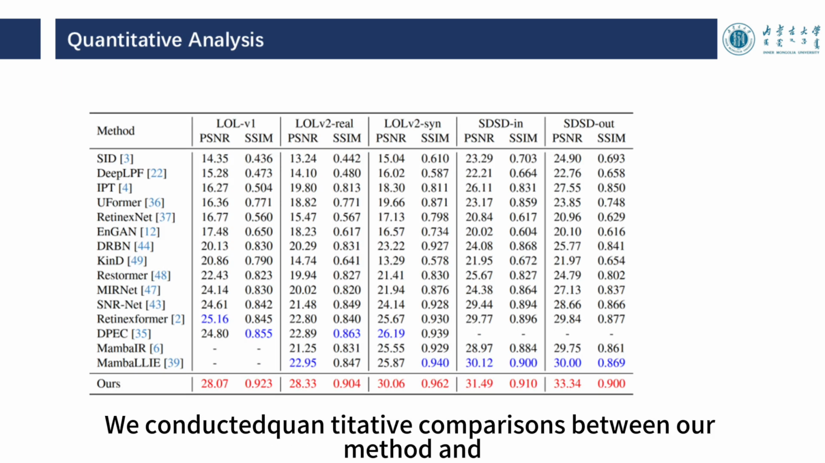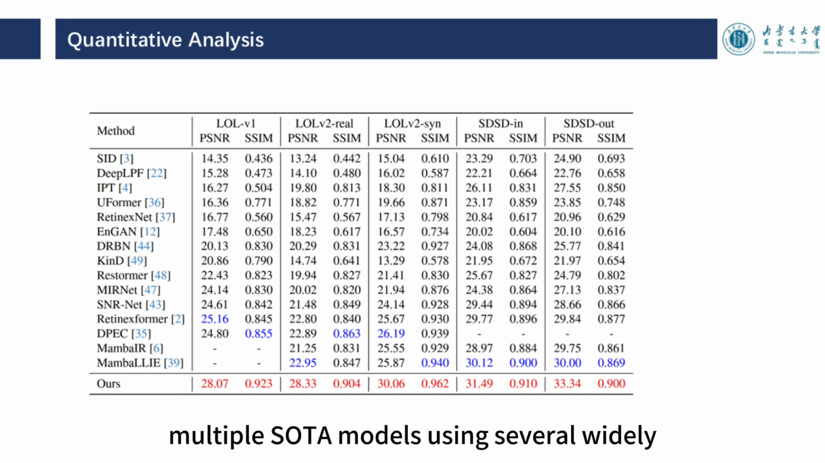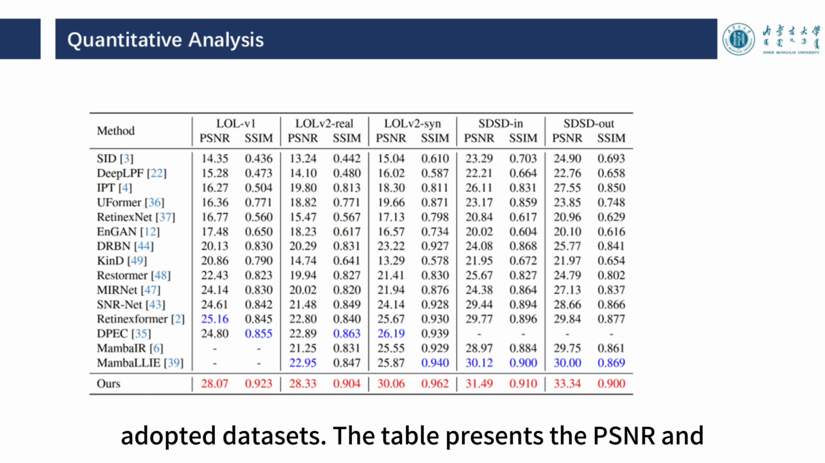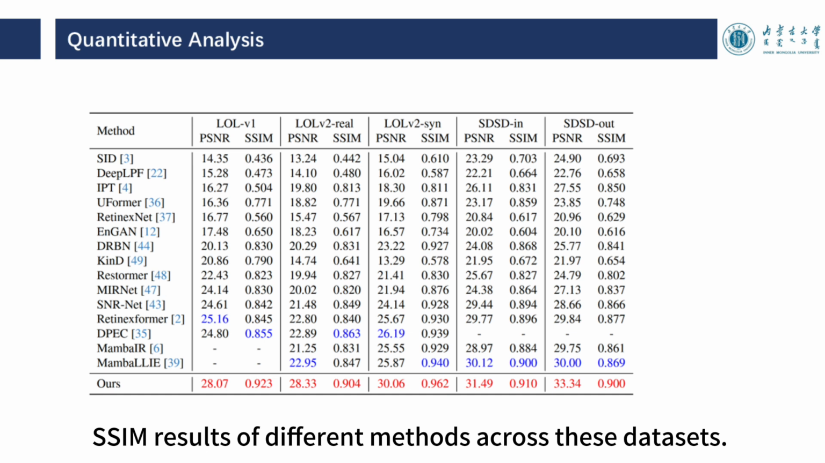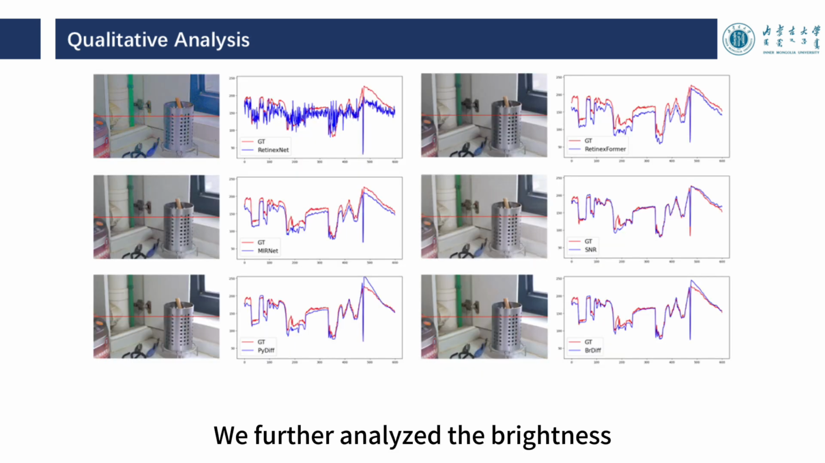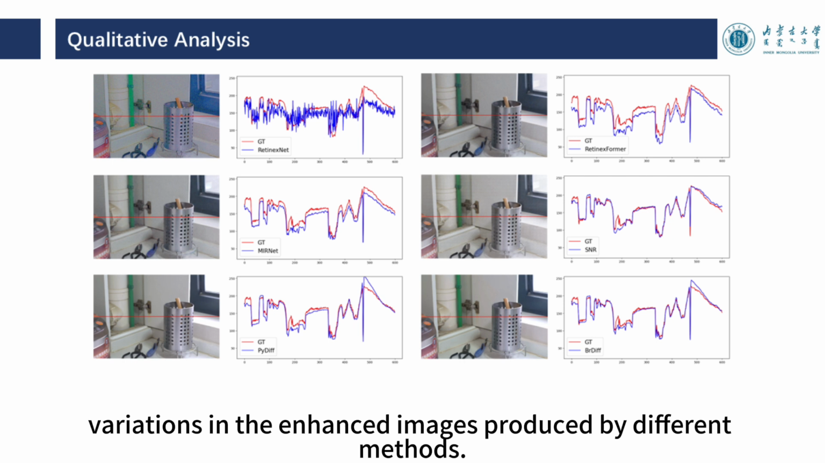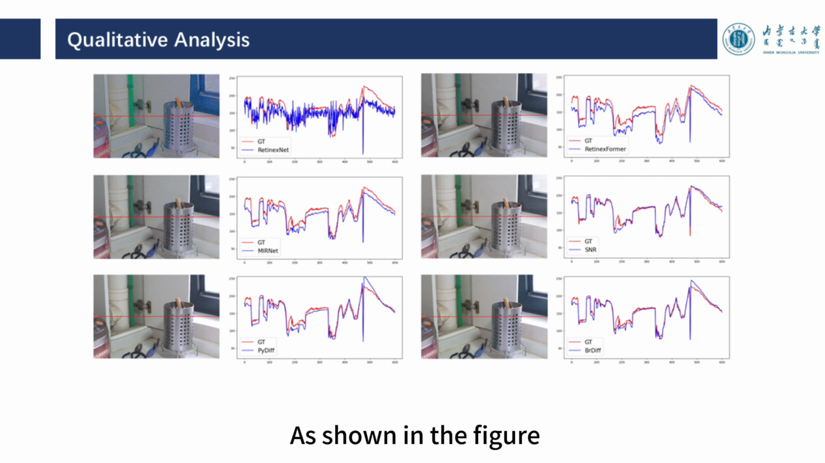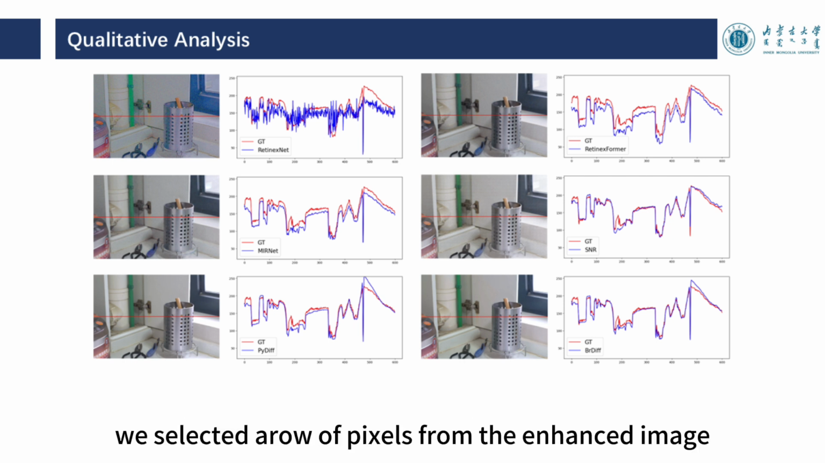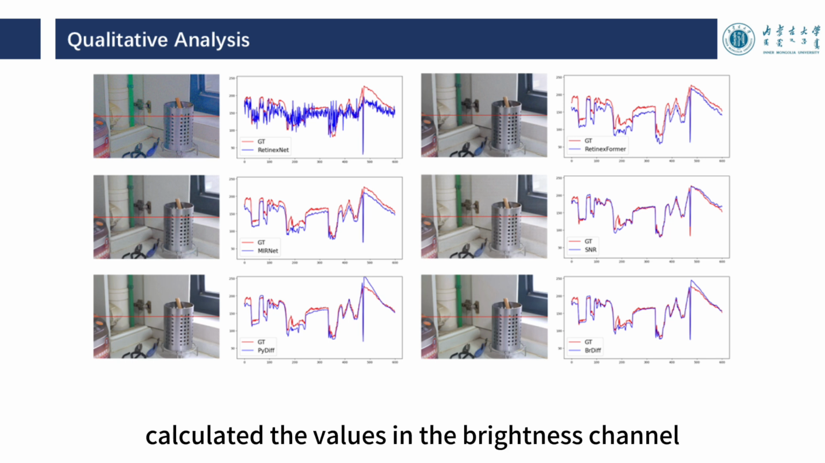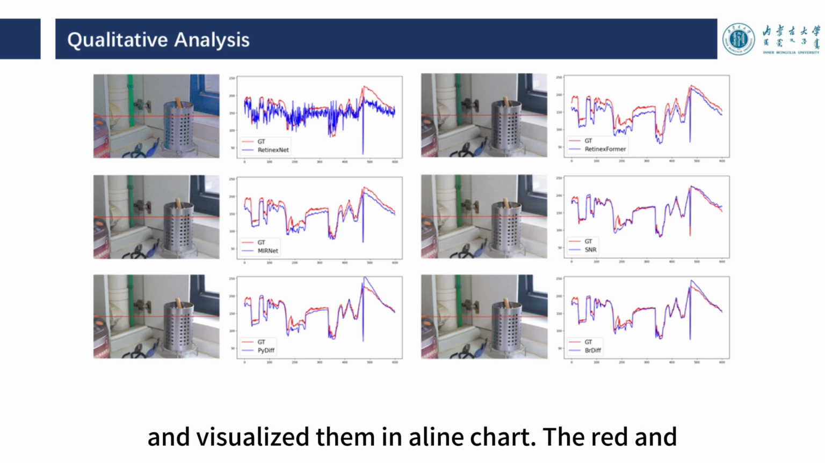We conducted quantitative comparisons between our method and multiple SOTA models using several widely adopted datasets. The table presents the PSNR and SSIM results of different methods across these datasets. We further analyzed the brightness variations in the enhanced images produced by different methods. As shown in the figure, we selected a row of pixels from the enhanced image, calculated the values in the brightness channel, and visualized them in a line chart.